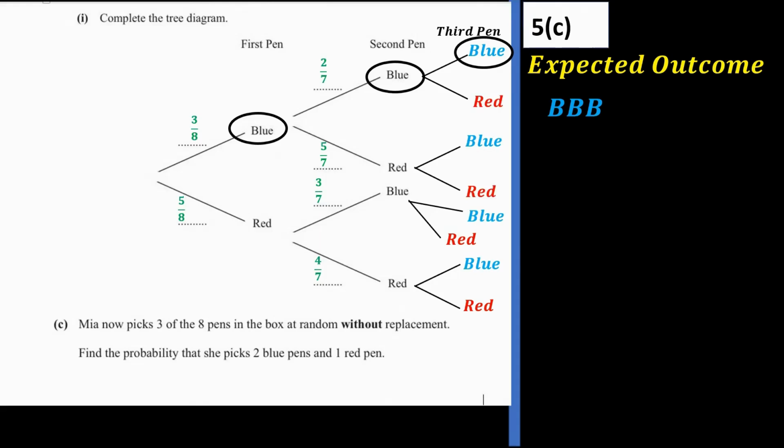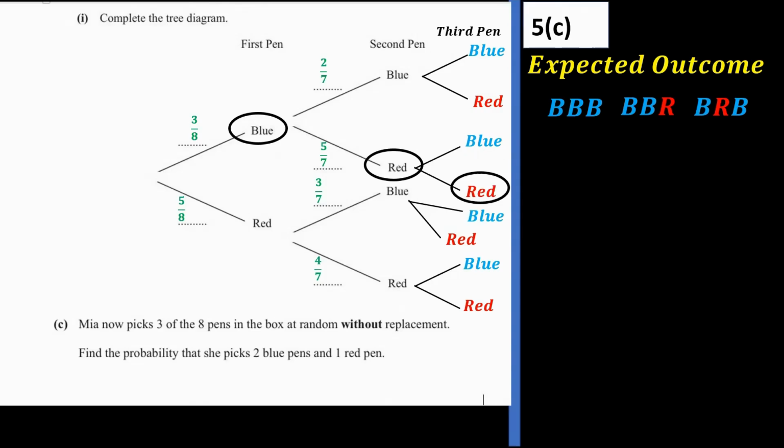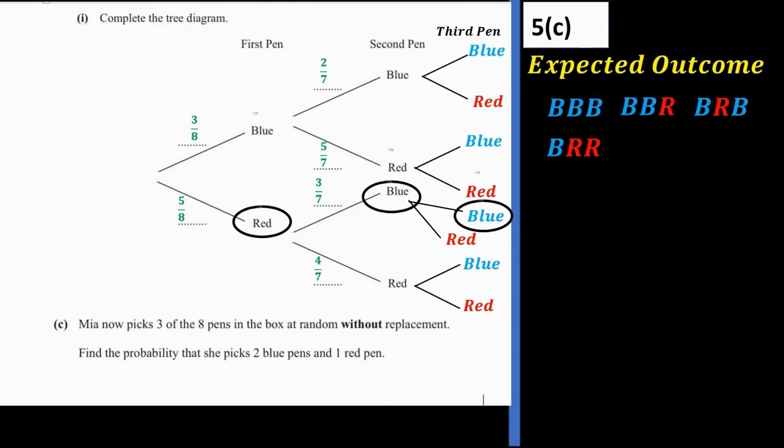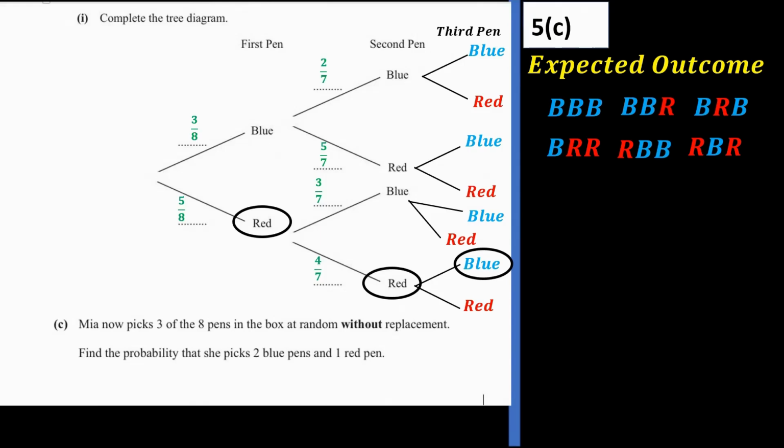So this is one of the possibilities, and then we can have blue, blue, and red. We can have blue, red, blue. Very good. We can have blue, red, red. Yes, it's an outcome. Again, we can have red, blue, blue. We can have red, blue, red. And we can have red, red, blue. And finally, we can have red, red, red. So these are all possibilities.